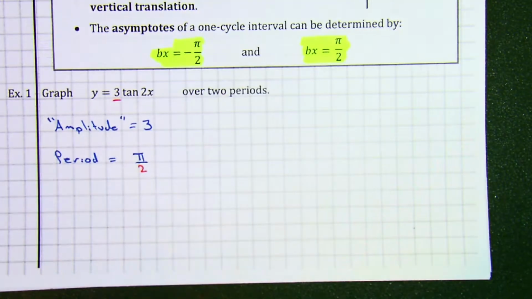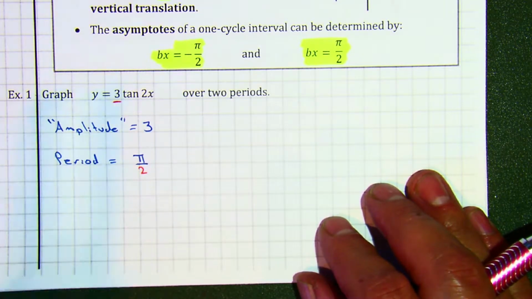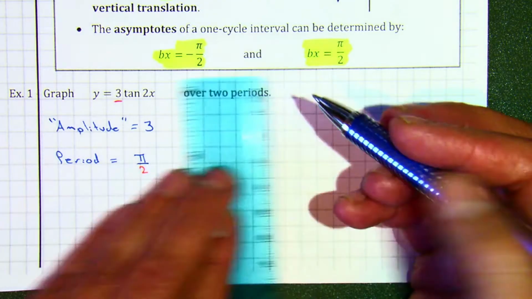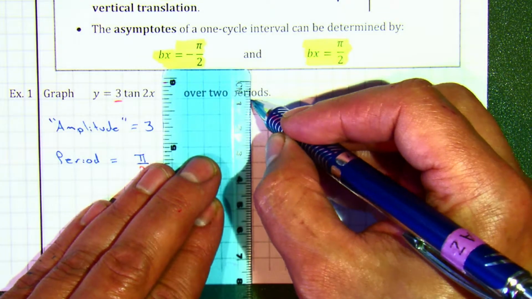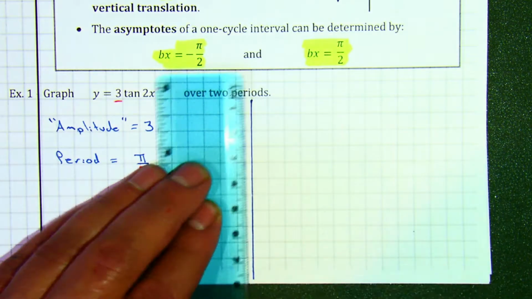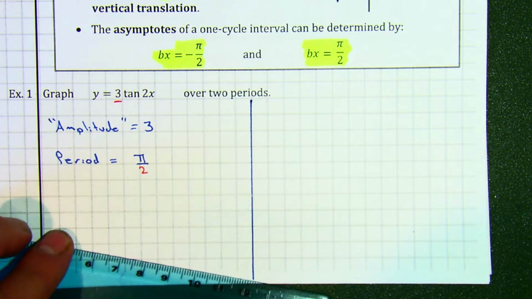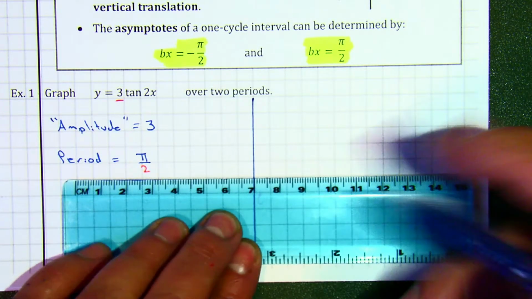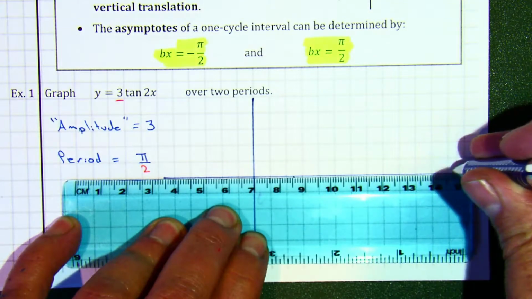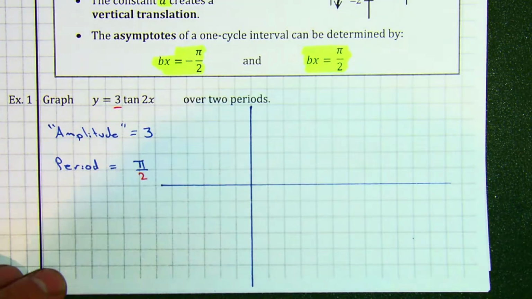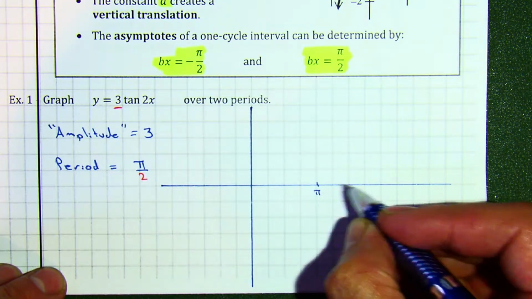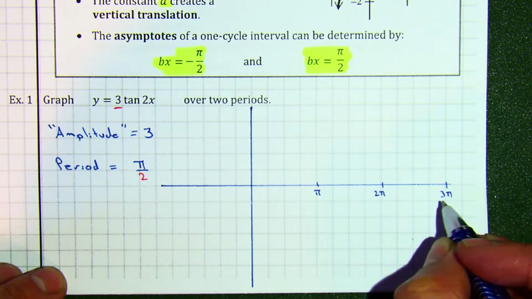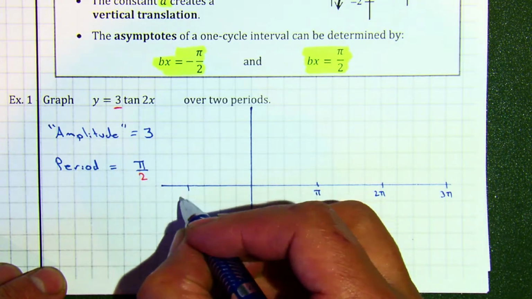And now we can start graphing it. When I make my graph for tangent, I prefer to make it longer for the y-axis. And I need two periods, so therefore I'm going to start here. I want to leave some space on the left. And once again, 1, 2, 3, 4 will be pi. 1, 2, 3, 4 will be 2 pi. 1, 2, 3, 4 will be 3 pi. To the left, 1, 2, 3, 4 will be negative pi.